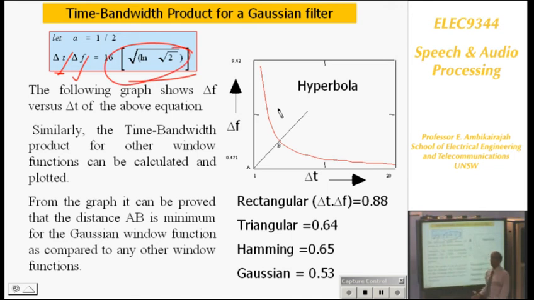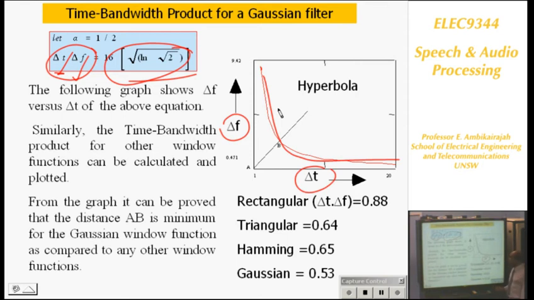That's for one particular window. For another window, it will be a different value. So if you plot that, it's like a hyperbola. So it's plotted with delta f, the frequency resolution, against time resolution. If you plot them, it looks like a hyperbola. And what is the minimum really? The minimum distance actually is at that point. So the time resolution and frequency resolution is that.